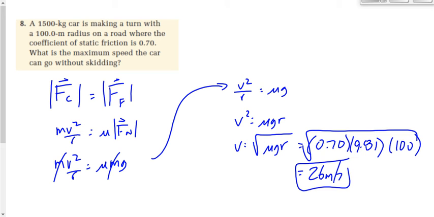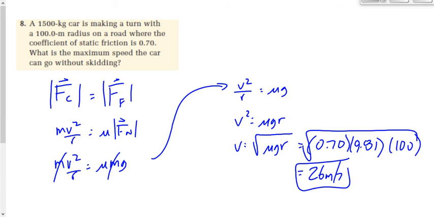Anybody have an idea what the designer of a highway could do to increase the maximum speed that a car could go around this turn? What's one thing that the designer of this highway could have done to make the maximum speed 35 meters per second, let's say? Increase the radius of the turn?